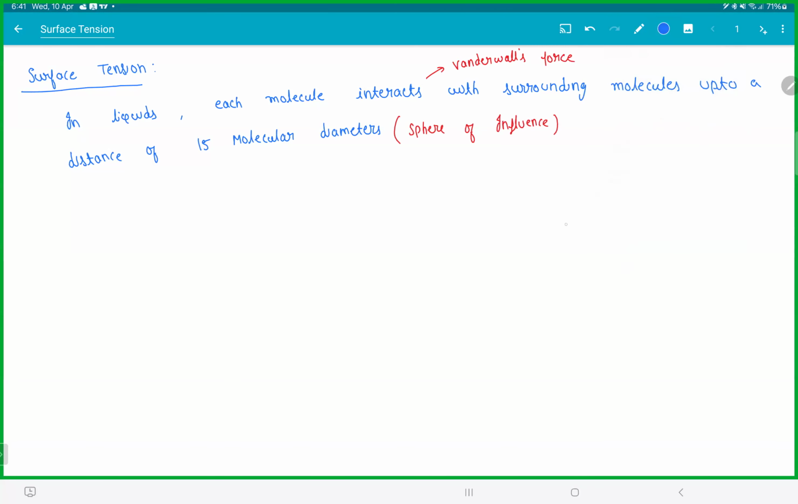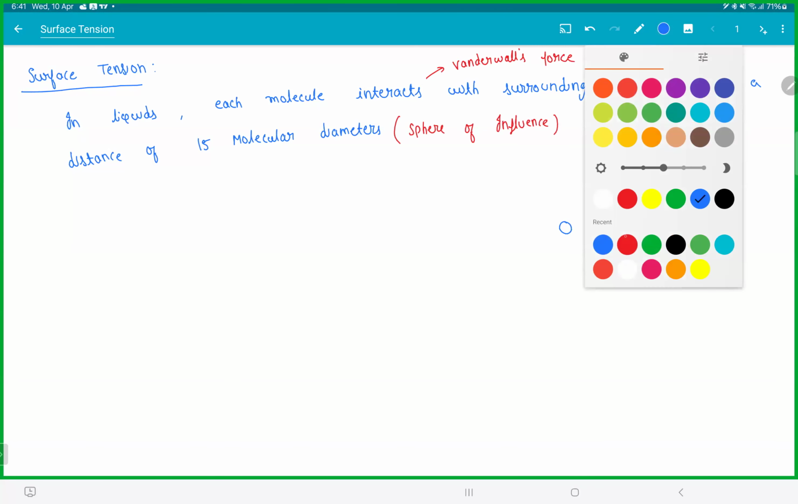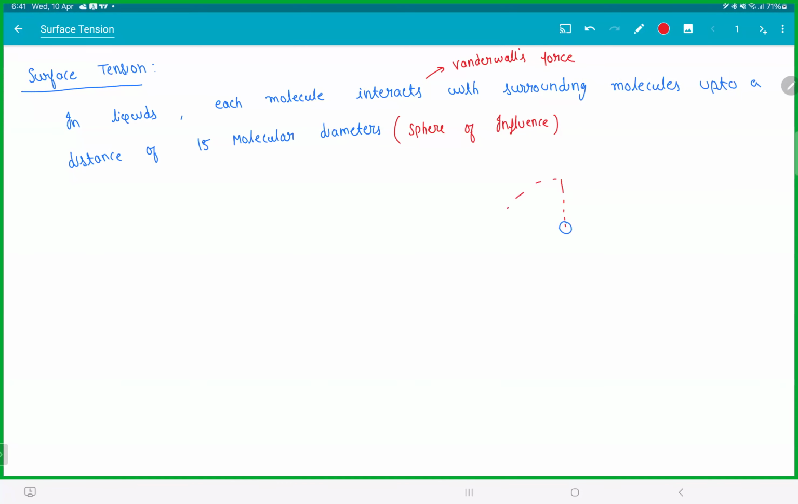That means if I have a molecule here, if you draw a circle whose radius is 15 molecular diameters, it basically interacts with 15 molecules in every direction. Not just an approximate number. Just for our reference, somewhere you have to define a line. So they defined 15. Because of this, this is called the sphere of influence. Now, when you take a liquid, you'll notice something.